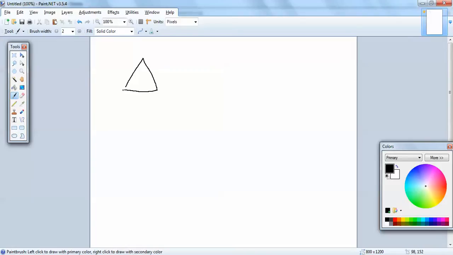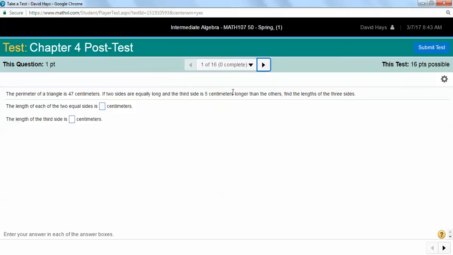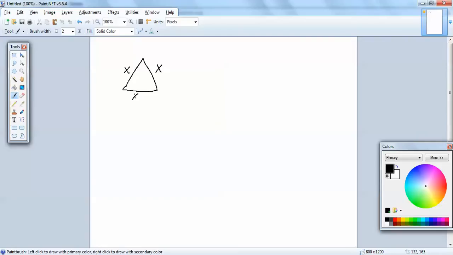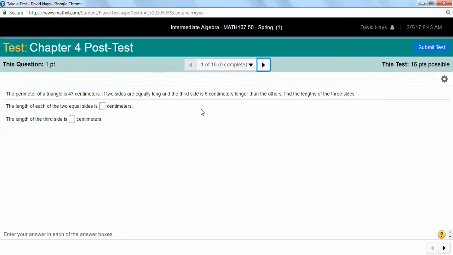Two sides are equally long. This would be x, and this would be x. They're equal. And the third side is 5 centimeters longer than the others. Longer, that means x plus 5. So if this one was 10, this would be 5 more, 10 plus 5. Find the length of the three sides.